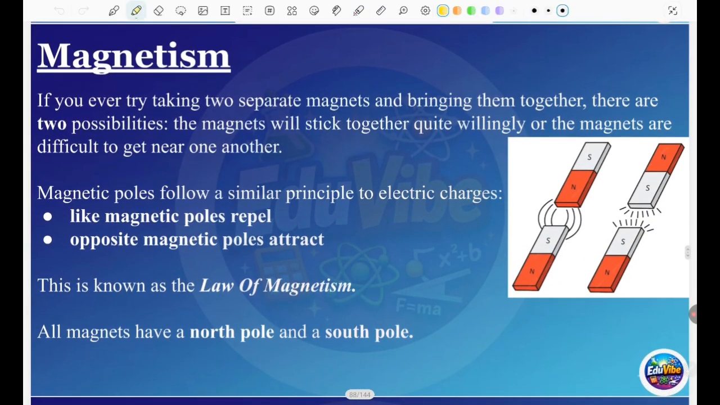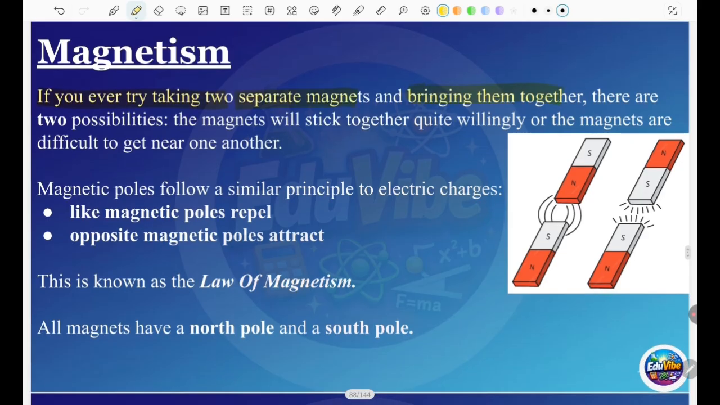If you ever try taking separate magnets and bringing them together, there are two possibilities. The magnets will stick quite willingly, or the magnets are difficult to bring near one another. We all know this is the magnet's property of attraction or repulsion. So they do two things: repulsion or attraction. These are the two principles.